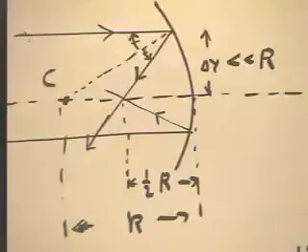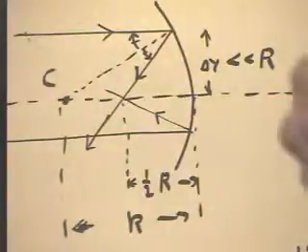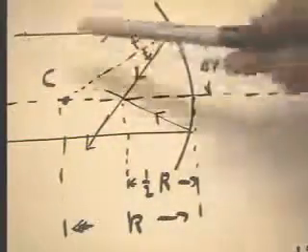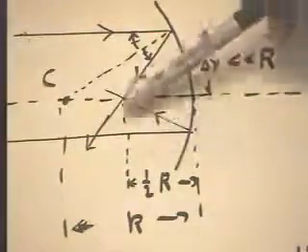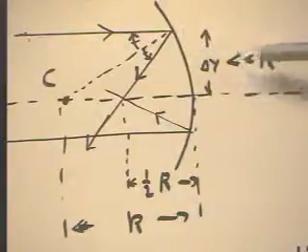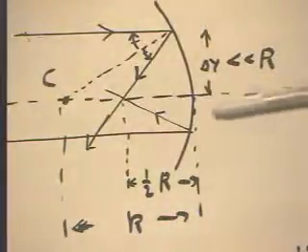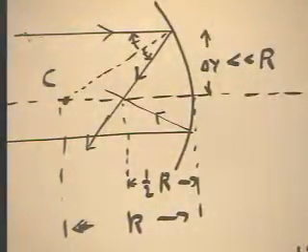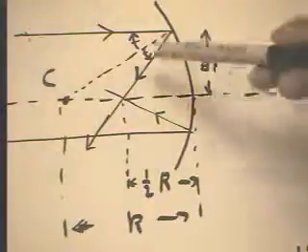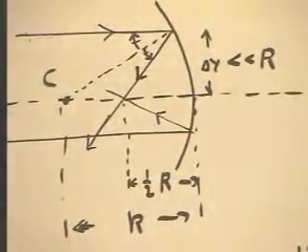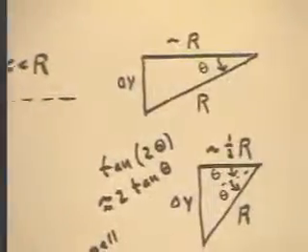It turns out that by the geometry of the situation, this distance here is half of the radius. And this is the point at which all parallel rays will converge, provided the parallel rays are at a distance delta y from the center that's a lot less than the radius of curvature of the mirror. Okay, so for small delta y much less than r, these angles are equal, and this turns out to be half of this. And to see why this is half of this, let's just look at a couple of triangles here.